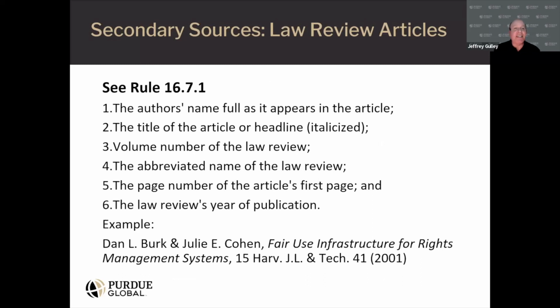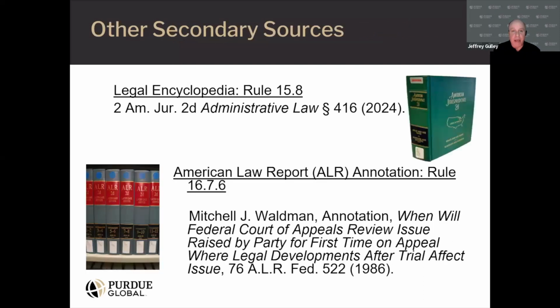So secondary sources, law review articles, and again, we'll go into more of this in your legal research and writing classes. I'm going to try to keep us to the top of the hour. So you see the example there for citing this article, and it's different than APA. You see the full name of the authors, first name first, and then the title of the article in italics, and then the volume, journal abbreviation, page number, and year of publication.